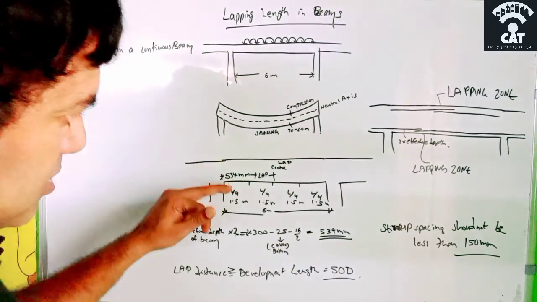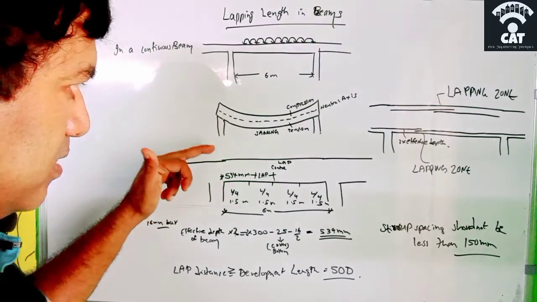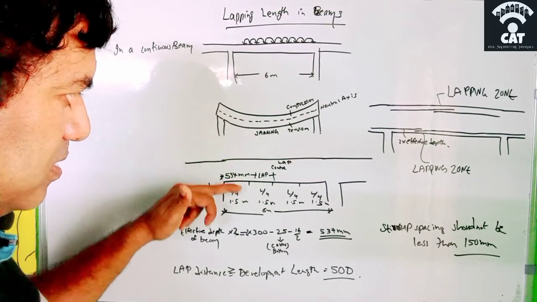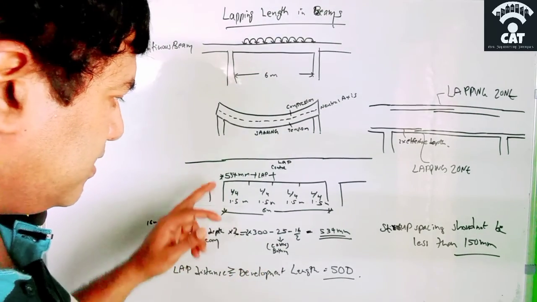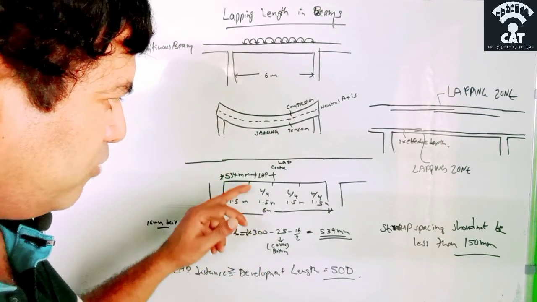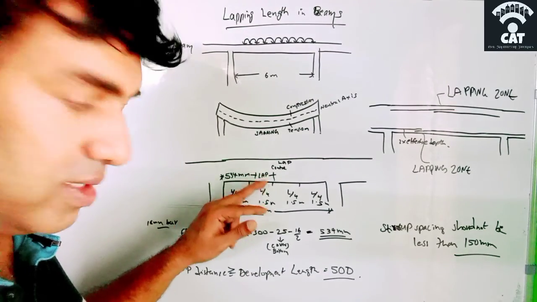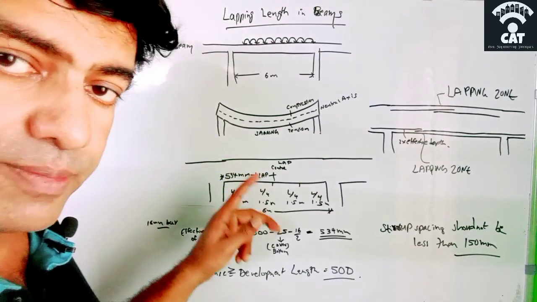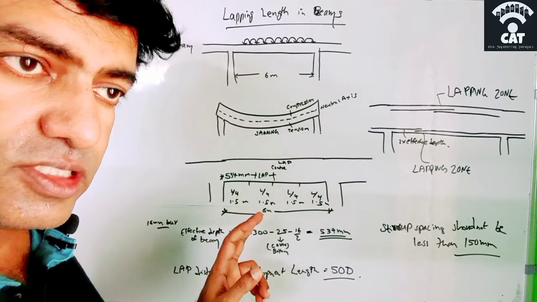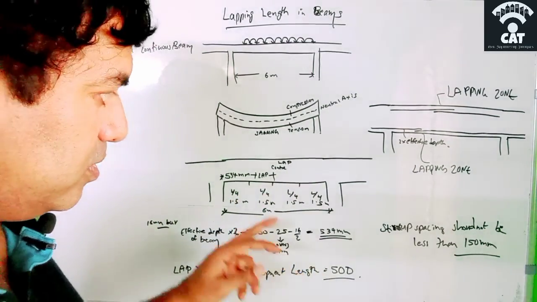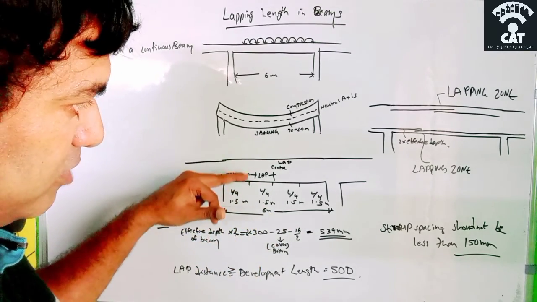For example, if the depth of the beam is 300 mm, then 300 mm minus 25 mm, which is the cover, minus 16 by 2 if it is a 16 mm bar. So that is the effective depth of this beam.